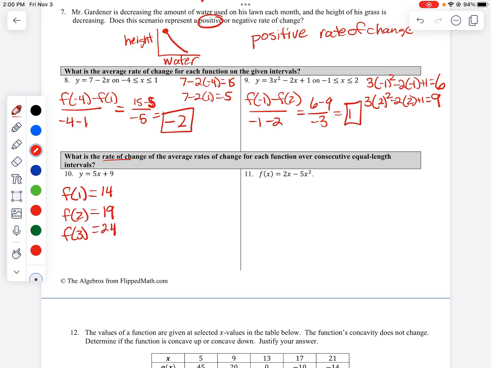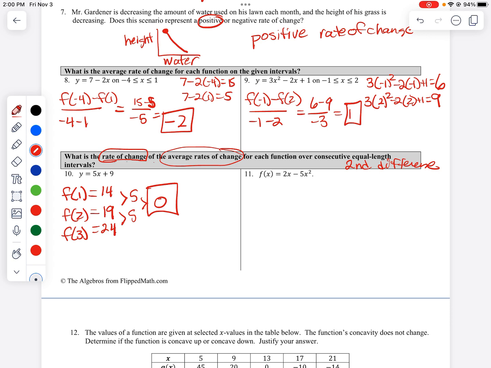So what is the rate of change of the average rates of change? So what is our rate of change here? This is basically asking for the second difference. We could look at this and say it's going up by 5 and 5, so it's going to be 0.